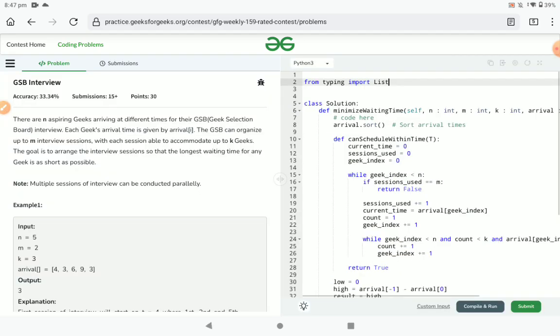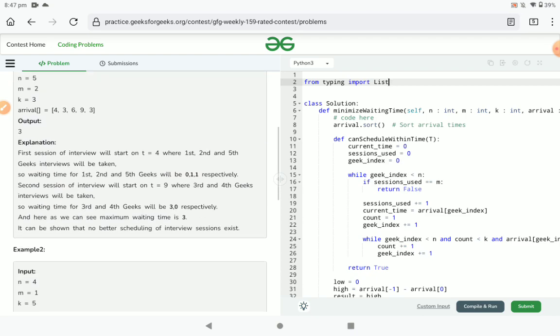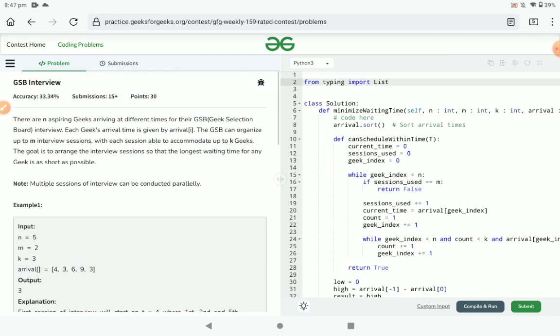GSB interview. So basically this question is pretty simple, but the time complexity is just what affects the hardness of the question and nothing else. Okay, so now let's try to understand the problem statement.